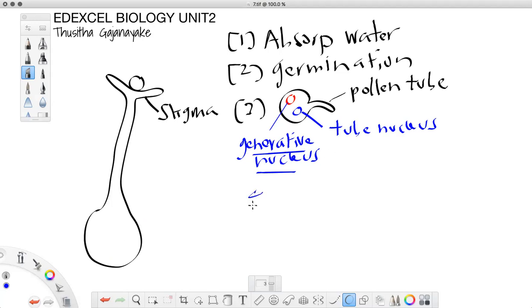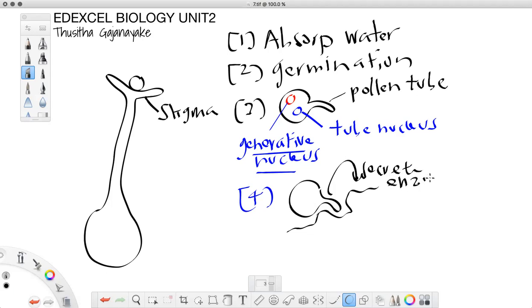Okay, now the fourth step: the cells of this pollen tube secrete enzymes and they digest the tissue around. So they secrete enzyme and digest the tissues in the stigma, and also this is the style part of the flower, and that's the stigma. So they start to digest the tissues by enzymatic action.